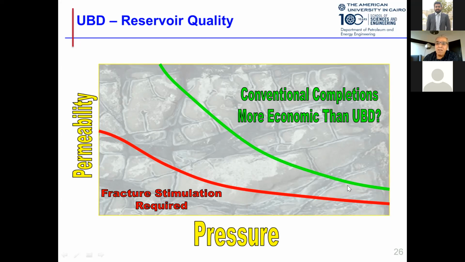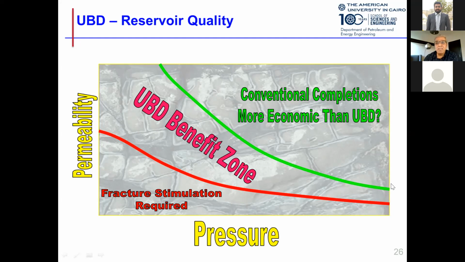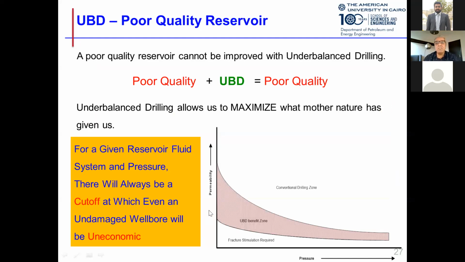Now, above the green curve in here, there is no need to use underbalance, so conventional completion is more economic than underbalance. The envelope allocated for underbalance is in between these two lines. So this is basically what the investigation has shown, or came up with, based on screening.